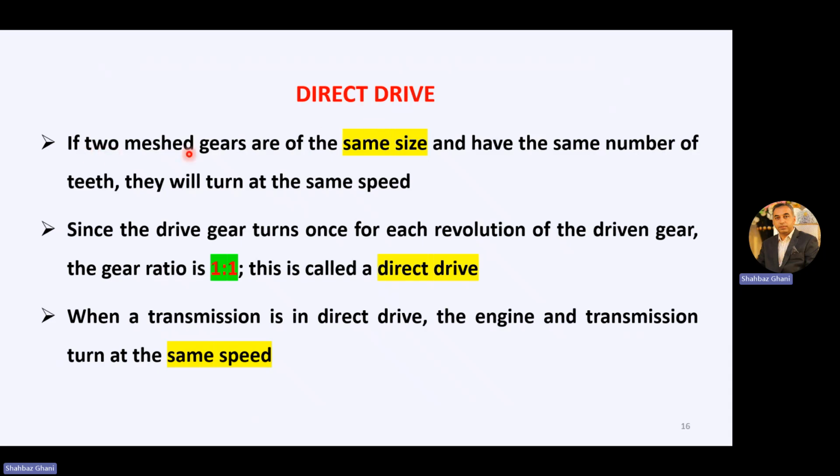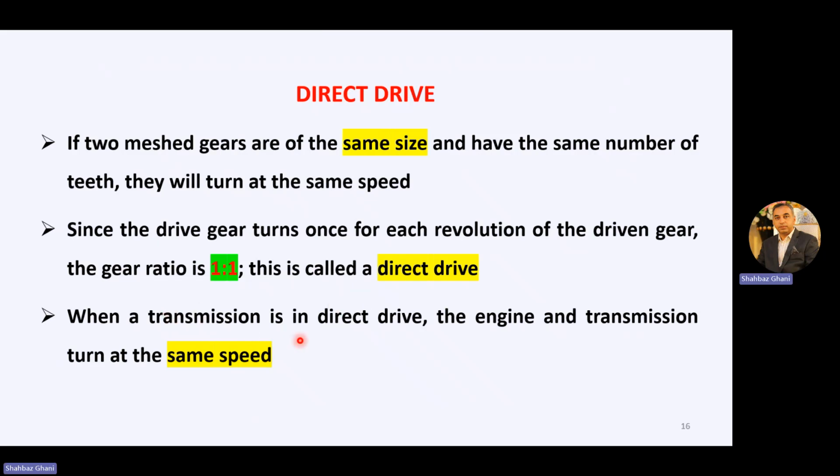If two meshed gears are of the same size and have the same number of teeth, they will turn at the same speed. So their diameter is the same, the number of teeth is the same, so they will rotate at the same speed. Since the drive gear turns once for each revolution of the driven gear, the ratio is 1:1. This is called a direct drive.